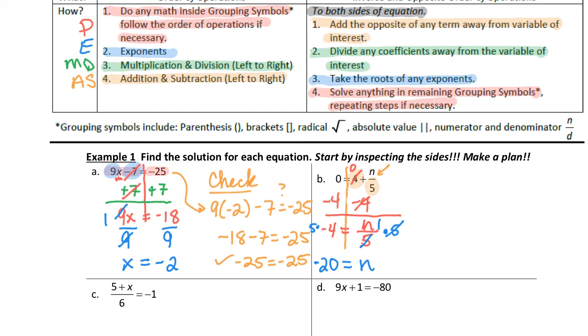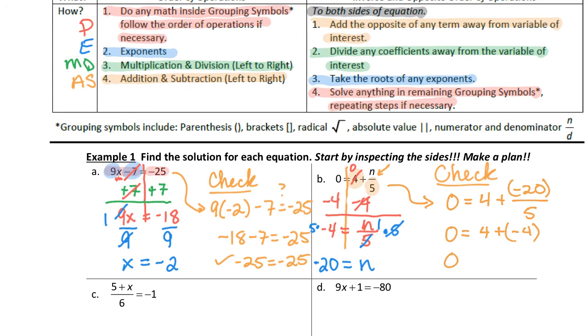Checking our answer, I'm going to take that original equation. So we've got 0 equals 4 plus n divided by 5. I'm going to substitute that in: 0 equals 4 plus -20 divided by 5. -20 divided by 5 is going to be -4. So I've got a -4 there. And we know that 4 plus -4 does equal 0, so that checks out.